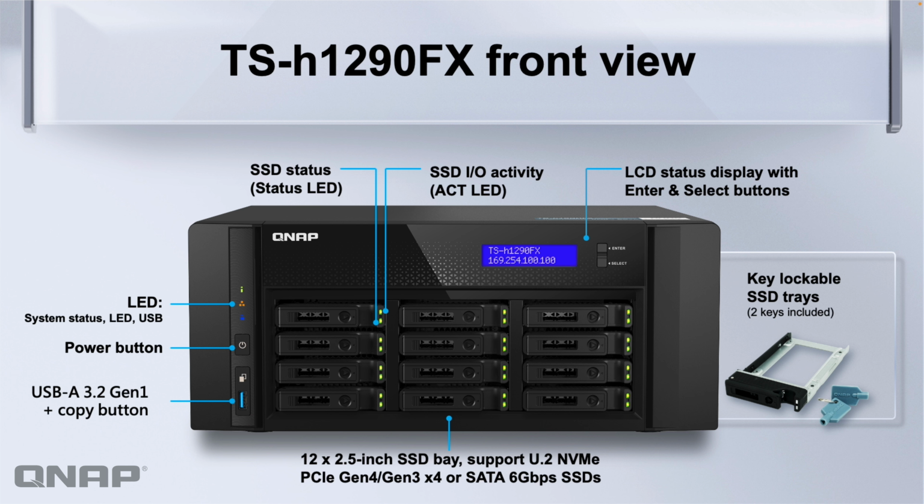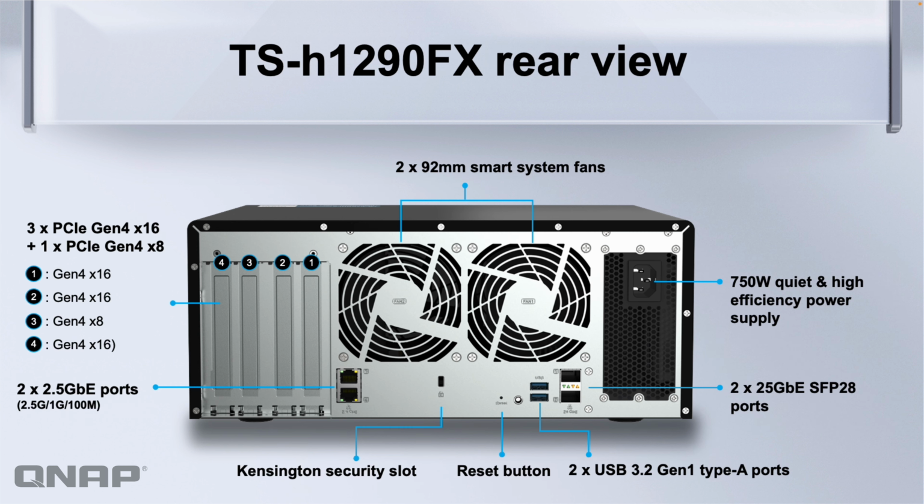So here's a look at the front view of the NAS itself. So you got your 12 main bays there with the indicator lights on them. All these drive trays are lockable in case you wanted to lock them up for security. You got some USB ports as well, and you've got an LCD status display up there if you need it too. Here's a picture of the rear of the unit.